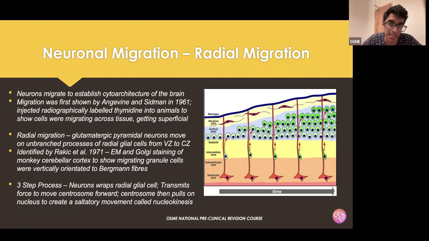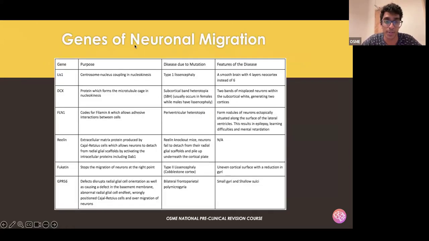In terms of the mechanism of how they do this, this is a three-step process. Basically, the neuron wraps around the radial glia, then it transmits a force to move the centrosome forward, and then the centrosome pulls on the nucleus to create a saltatory movement. This whole process of moving the nucleus is called nucleokinesis. This is really reliant on myosin, but it's a different type of myosin to the one you have in muscle. So there's lots of different genes that are involved in this process.